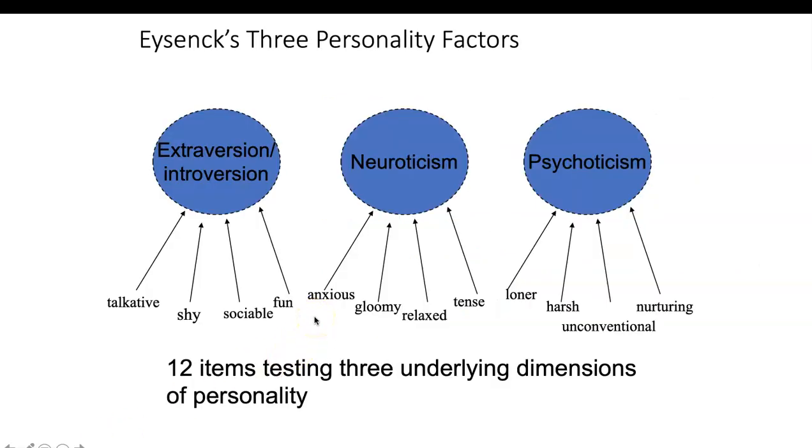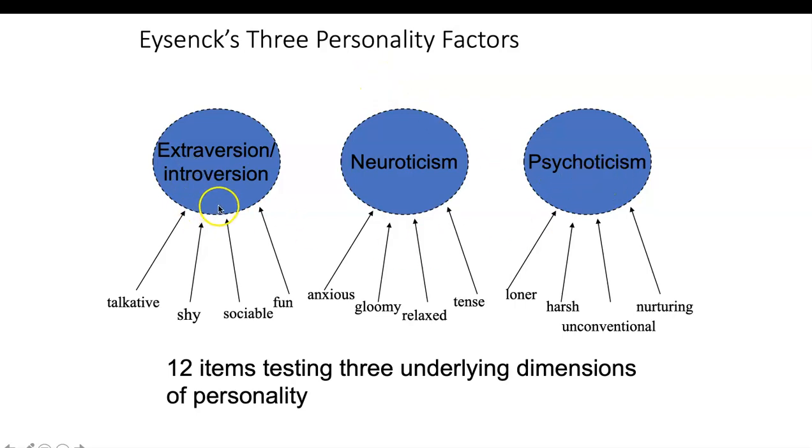Now, let's use a real example. This example is the Eysenck personality factor model. According to this author, the underlying dimension of personality has 3 dimensions. One is whether this person is extrovert versus introvert. Another dimension is neuroticism. And then finally, psychoticism.